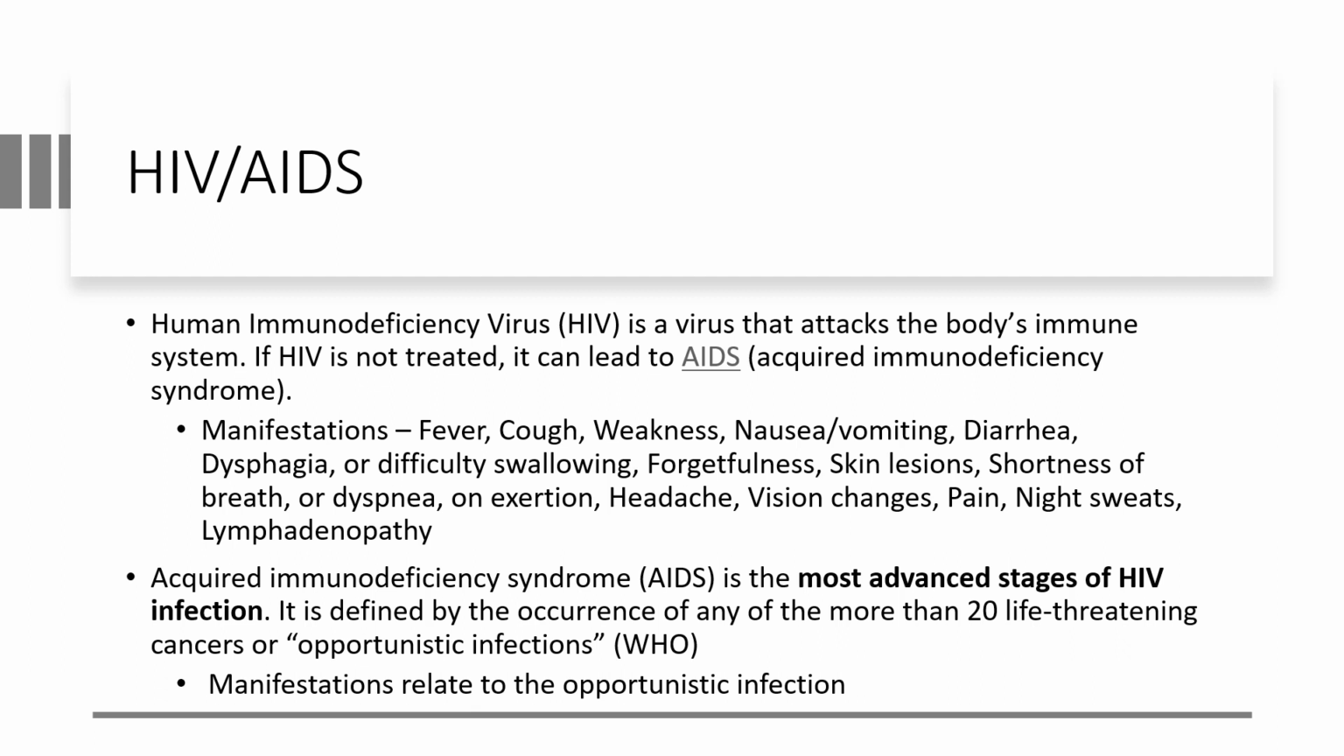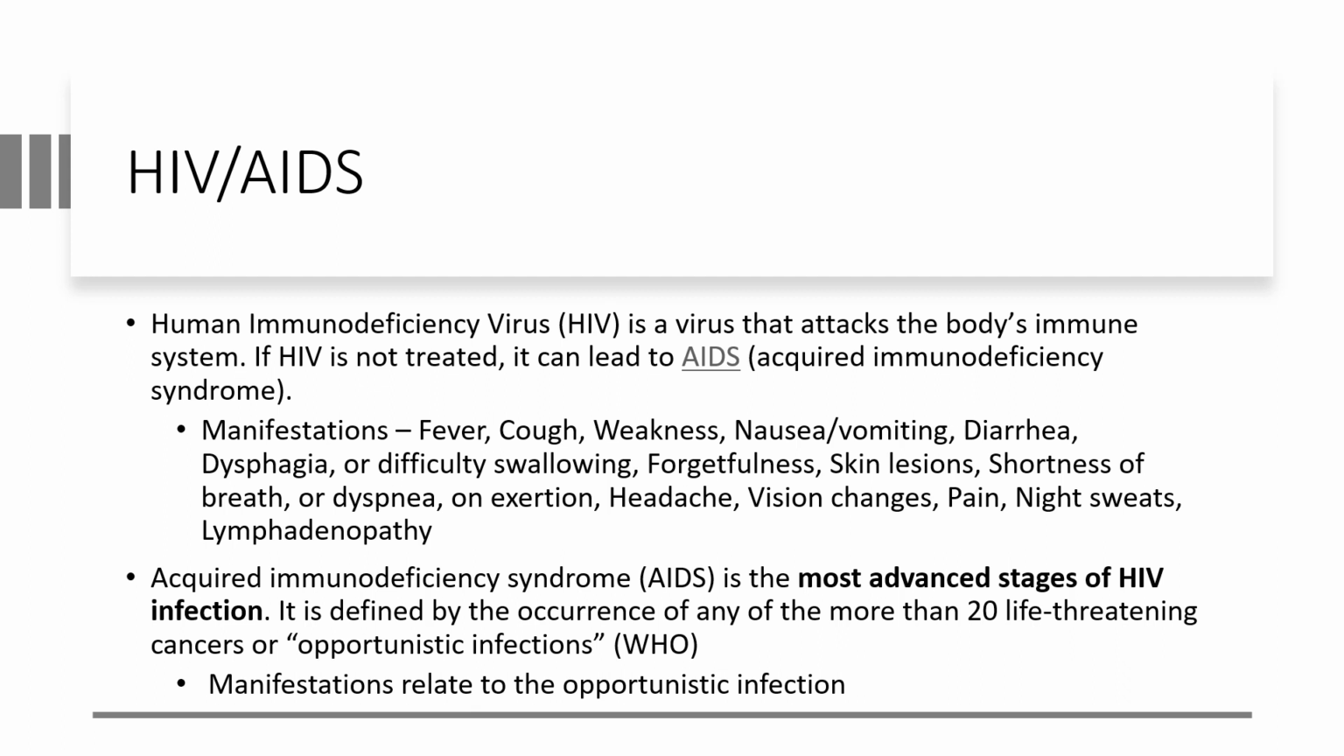So what is AIDS? It's the most advanced stage of HIV infection, and it's defined by the occurrence of any of the more than 20 life-threatening cancers or opportunistic infections that happen when someone has HIV. When someone has AIDS, the CD4 count continues to fall, and the immune system is less and less able to fight off infections. So infections can use the, in quotes, opportunity of a non-functioning immune system to infect the body, or the immune system loses the ability to control infections that are in a dormant phase, and this allows the infection to become reactivated.